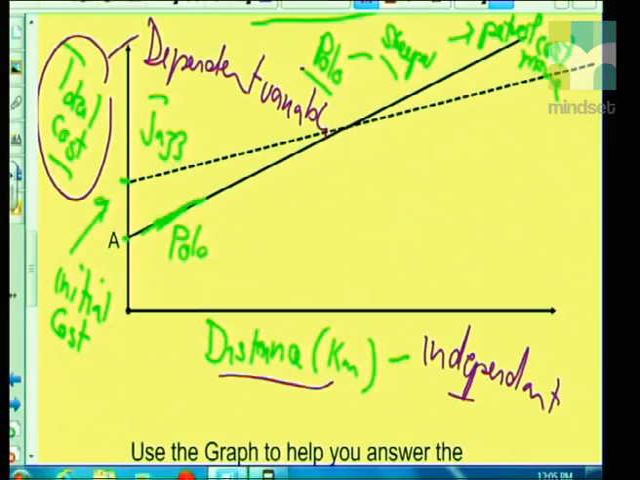Why is it a variable? Well, because the price or the cost changes with increasing distance. If I only do a small distance, small price. If I do a bigger distance, it's going to cost me more. Okay, so I've answered that one.